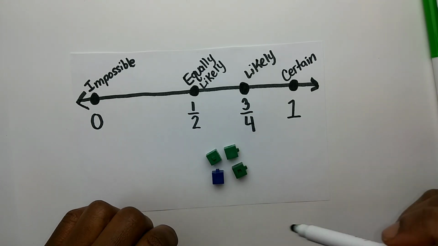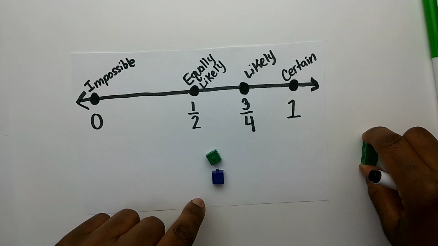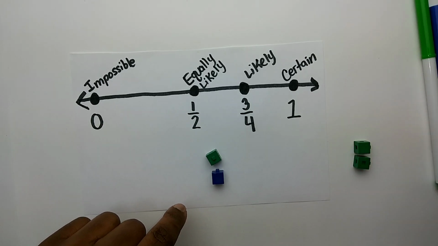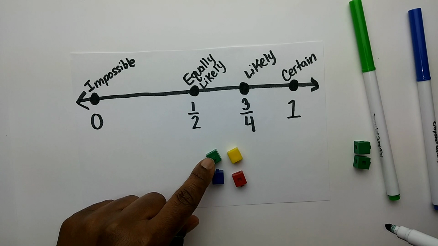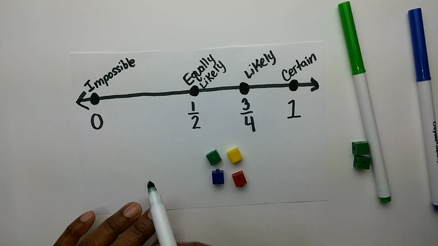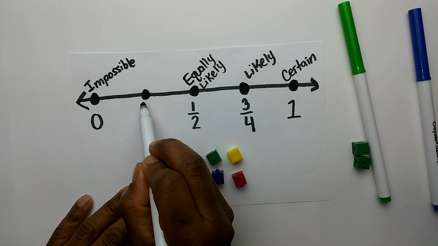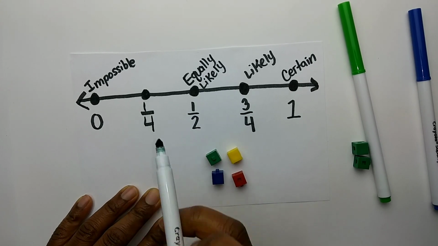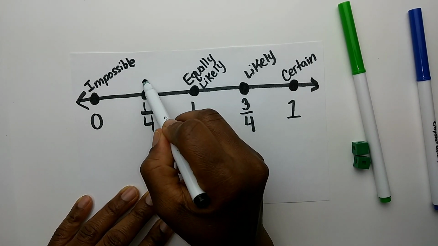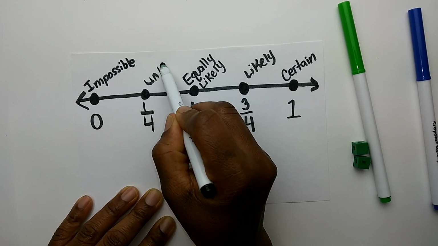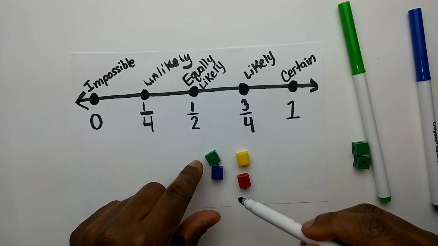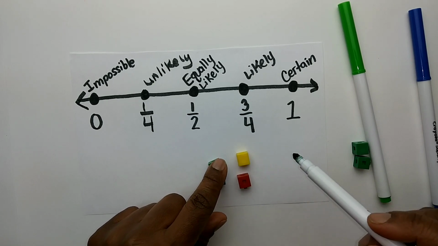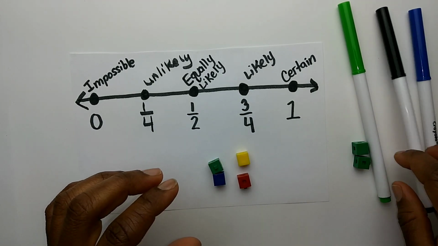Now, if I say, what is the likelihood now that I will pick a green? Well, there's only 1 out of the 4 which is green, which falls between 1 whole and 1/2. You will say that that is unlikely. Now, I could pick a green. There is a chance, but there's a small chance that I will pick a green.